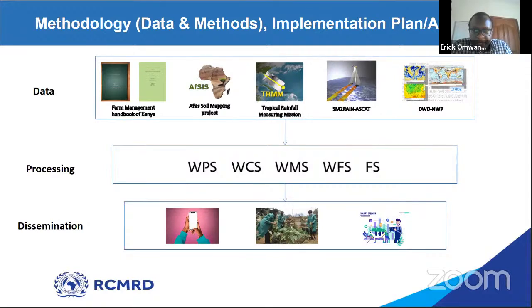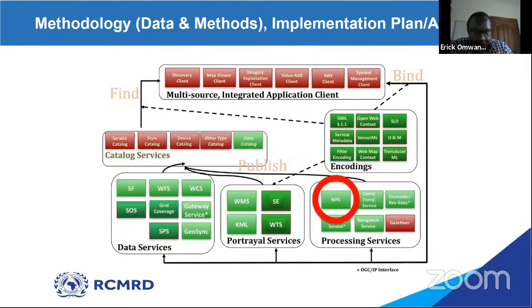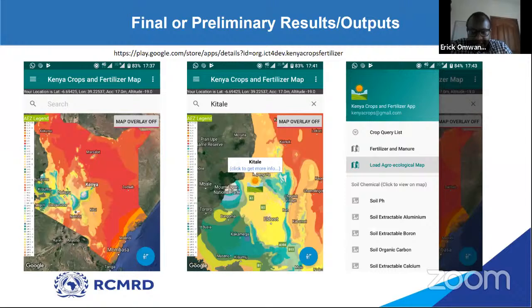For the dissemination, I came up with this app that is called the Kenya Fertilizer Recommendation App, which is hosted on Google Play Store. So next slide, please. In the next few slides, you can skip this, this is the technical implementation, which of course, if you want, I can share the slide. So this is the application that I came up with. It is hosted live on Google Play Store.